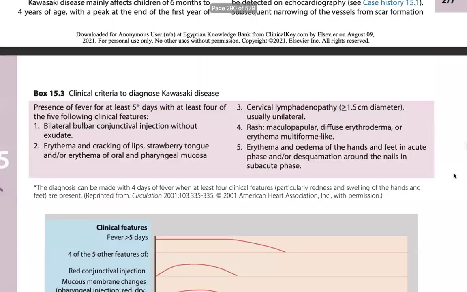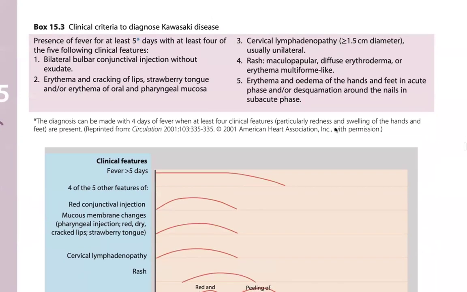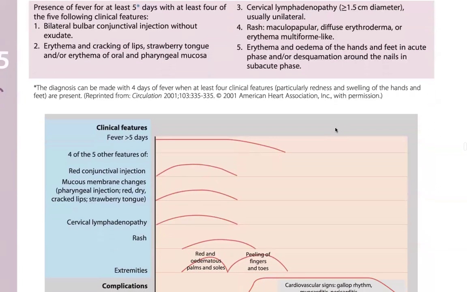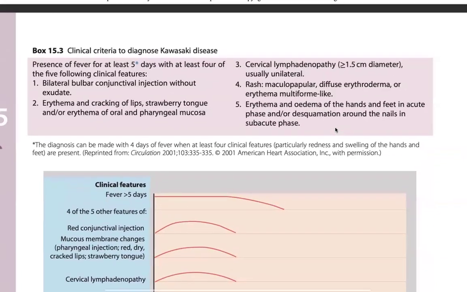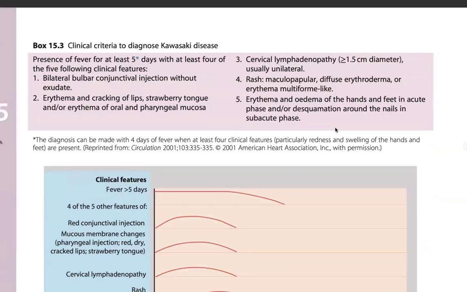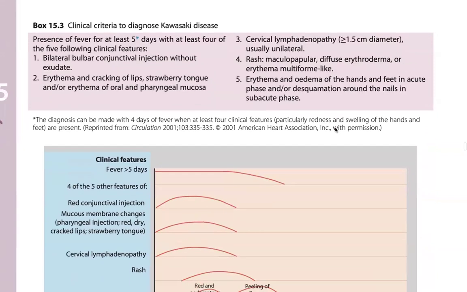Now, these are the criteria. Clinical criteria: presence of fever for at least 5 days with at least four of the five following features: bilateral bulbar conjunctival injection without exudate; erythema and cracking of lips, strawberry tongue, and erythema of oral and pharyngeal mucosa; cervical lymphadenopathy more than 1.5 cm in diameter, usually unilateral; rash, diffuse erythema, erythema multiforme-like; erythema of the hands and feet in the acute phase, and desquamation around the nails in the subacute phase.